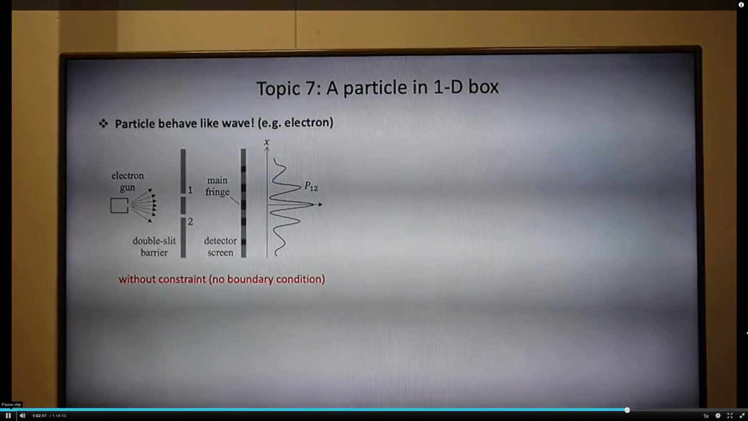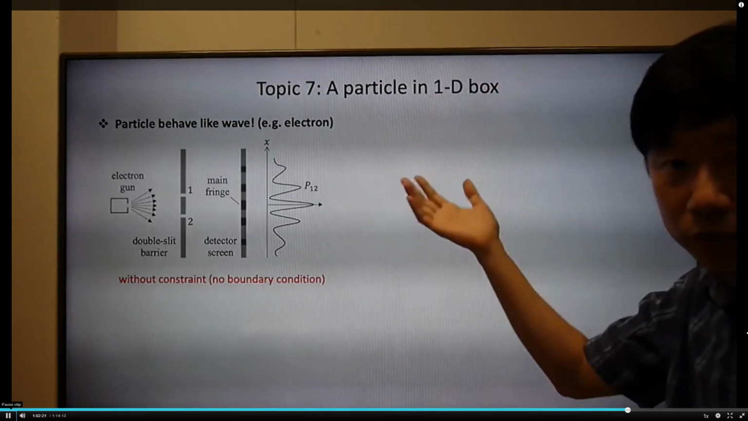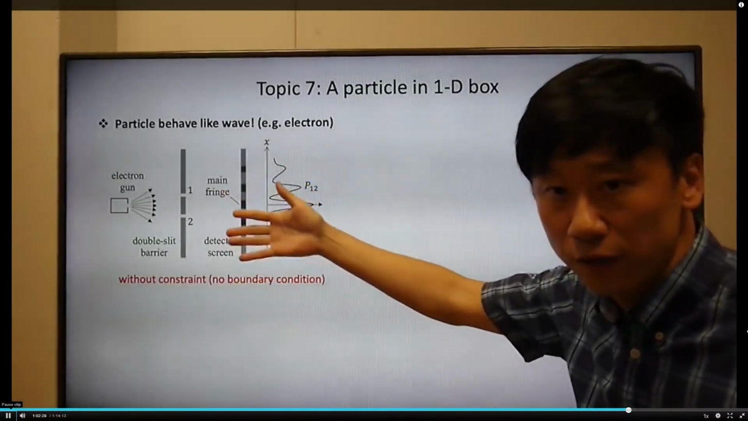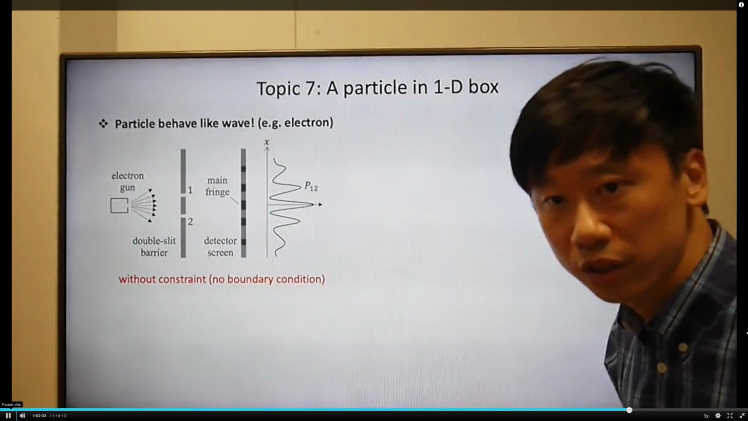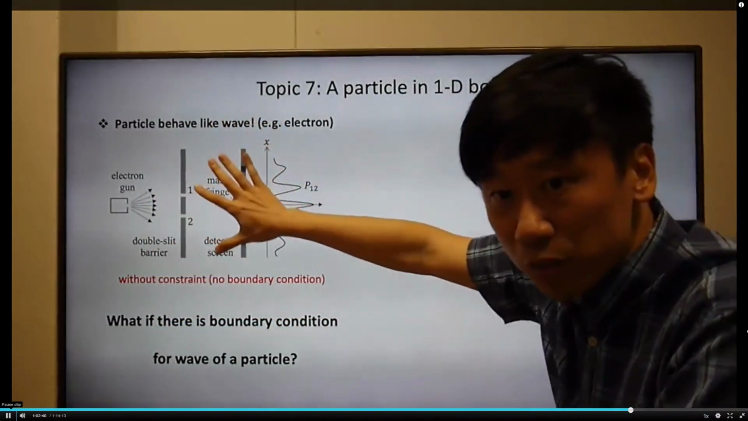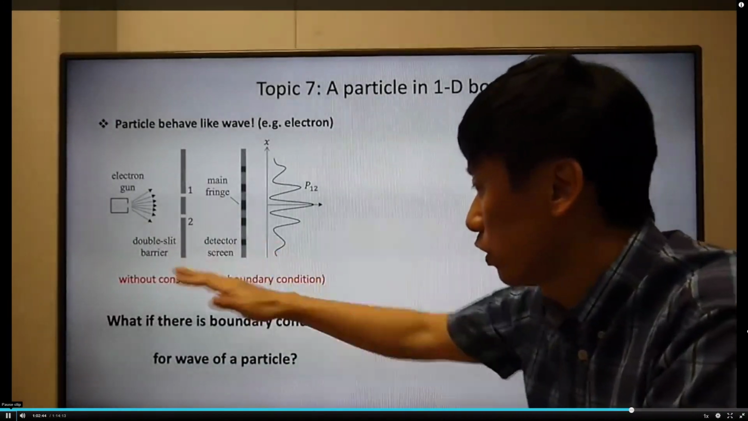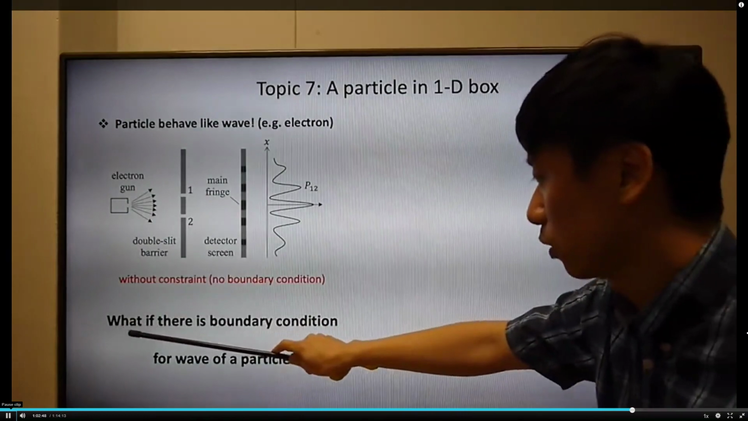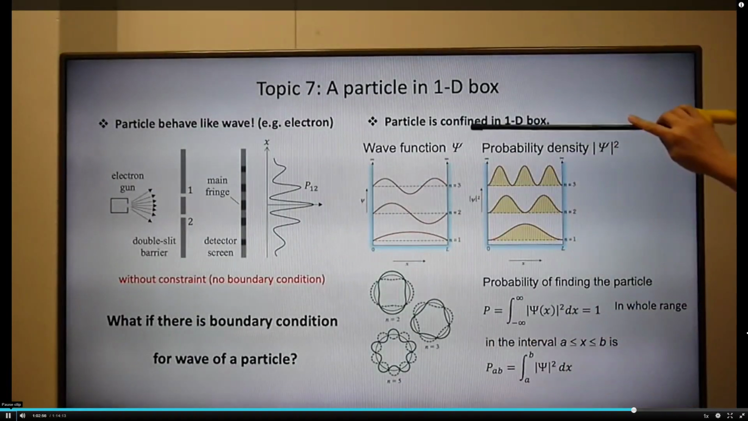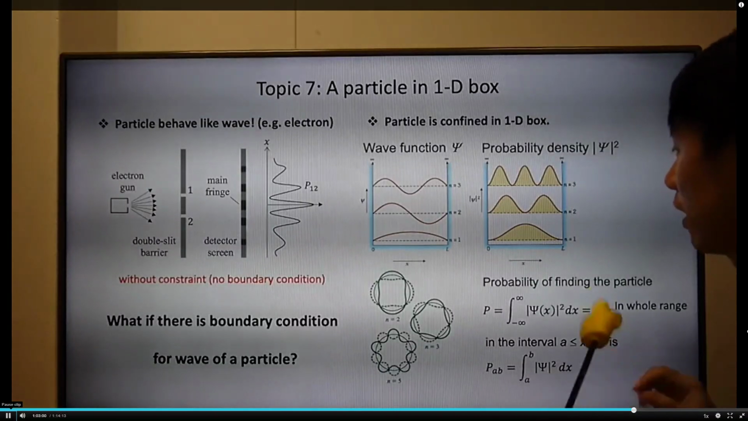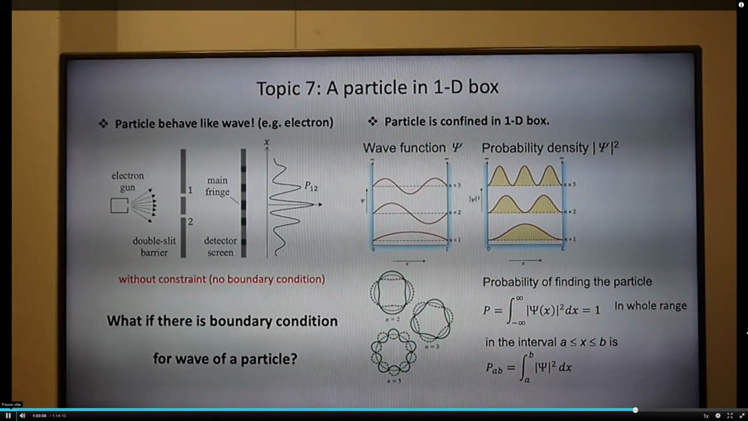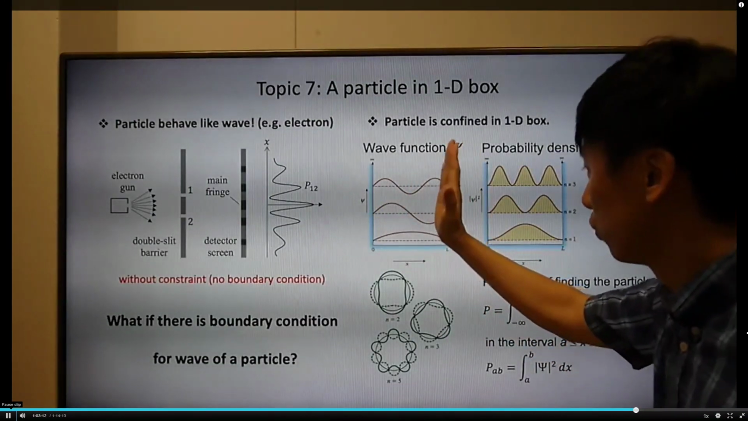Okay, the last topic, a particle in a one-dimensional box. In the previous topic, we considered the electron traveling in free space without any constraint. There are no boundary conditions. We developed many kinds of models and derived the mathematical equations without constraint. Then we had a question: what if there is a boundary condition for the wave of a particle? Then we started from a simple model, the one-dimensional box. So we have the constraint here, and the distance is L. Then the electron is moving around between these two boundaries.